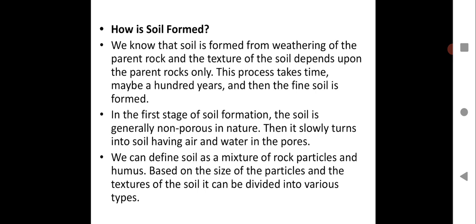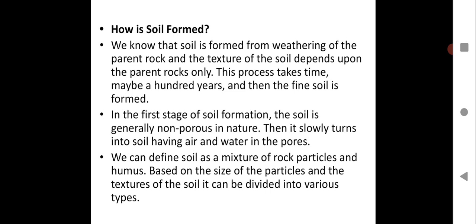We know that soil is formed from the weathering of the parent rock. That means the breaking of the parent rock into fine particles, and the texture of the soil depends upon the parent rock only. As I told you, from wherever the parent rock is breaking into fine particles, that type of soil you will get. This process takes time, maybe 100 years, and then the fine soil is formed. So soil is very important, and you can see that through the natural process the soil takes such a long period of time, and we are just polluting it. So we need to understand the importance of the soil.